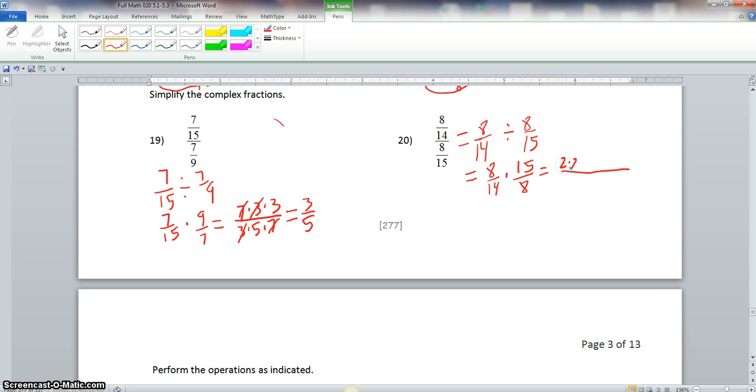8 will give us 2 times 2 times 2, and 15 will give us 3 times 5. Now in our denominator, 14 becomes 2 times 7, and 8, we have 3 2's. Now we simplify out all the common factors. We have 3 sets of 2's here, 3 sets of 2's here. And that's it. So now we take 3 times 5, which is 15, and 2 times 7, which is 14. Now we have 15 over 14, and we can leave it as is.